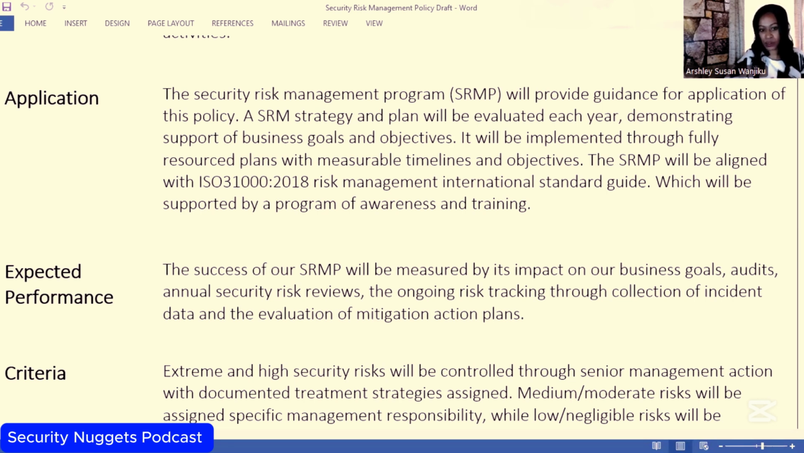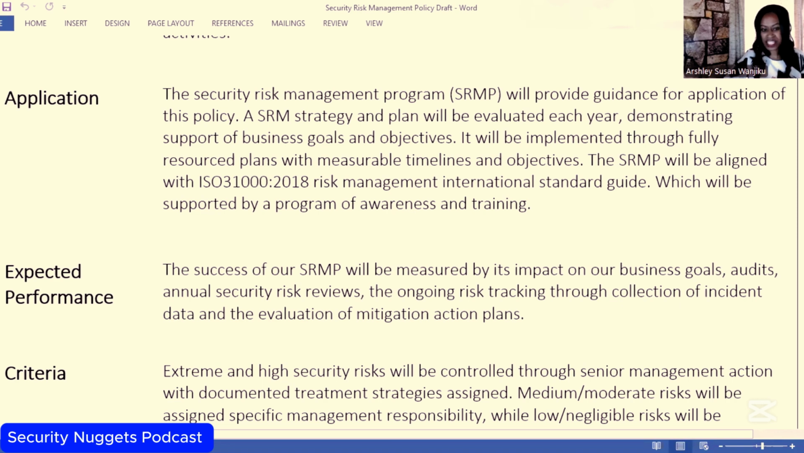The SRMP will be aligned with the ISO 31000:2018 Risk Management International Standard Guide, which will be supported by a program of awareness and training. Now, as far as the program is concerned, all right, it is going to give guidance of how the policy is going to be applied, all right?